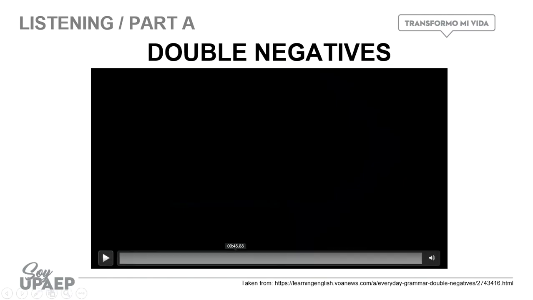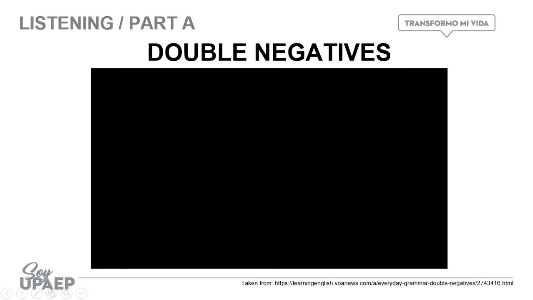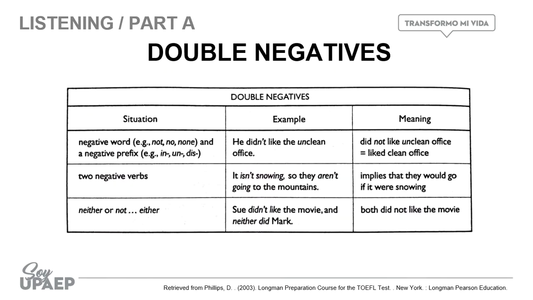Okay, so if you notice, a double negative is constructed by two negative auxiliaries or by two negative verbs or by a negative word and a negative prefix, right? Or with neither or not plus either. Okay, so I want you to look at the example. He didn't like the unclean office. So if you notice, we have a negative verb and we have a negative prefix.